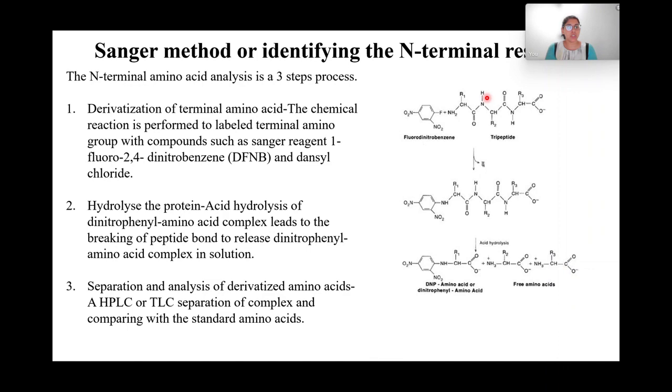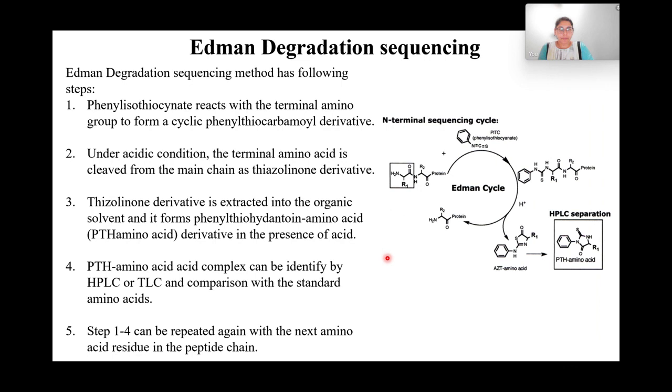The other form is again based on N-terminal sequencing, which is called the Edman degradation sequencing. Here also, you start by reacting phenyl isothiocyanate with the terminal amino group to form a cyclic phenylthiocarbamoyl derivative. So you have this amino acid here, you have the PITC group attached, and you form a derivatized protein. Then you cleave the terminal amino acid here, and when that happens, it forms something called a thiazolinone derivative.